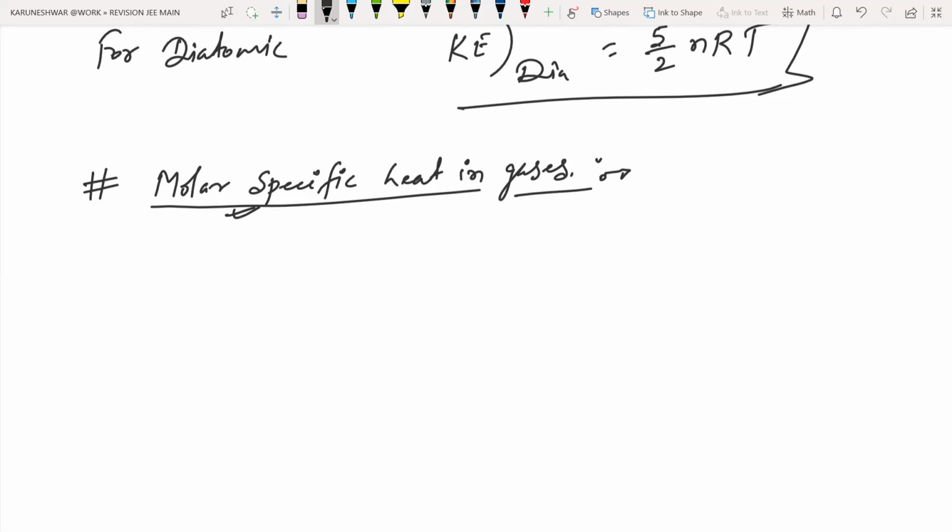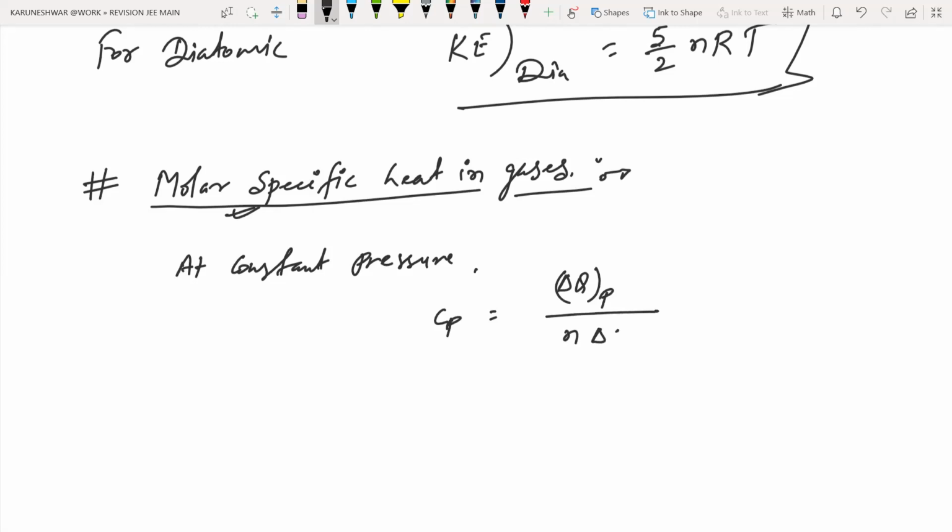So at constant pressure, the heat energy supplied to a gas is spent not only in raising the temperature, but you need to remember that it is also expansion of the gas against the atmospheric pressure. At constant pressure, we write this as Cp. So Cp can be written like delta Q at constant pressure, divided by n times delta theta, where delta theta means change in temperature.